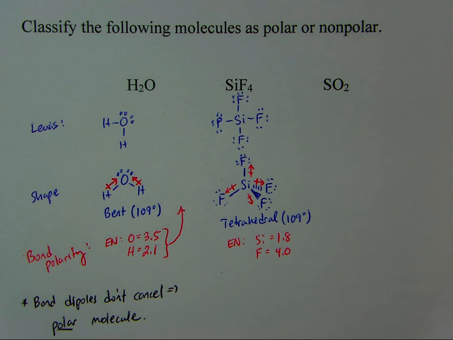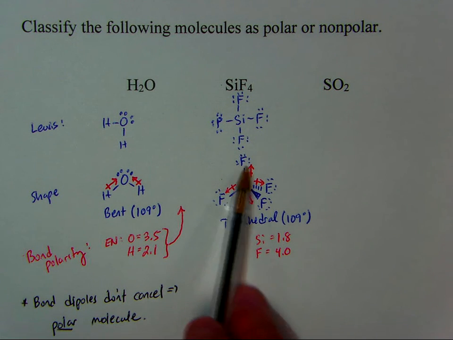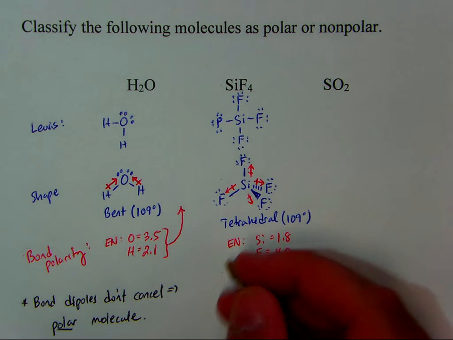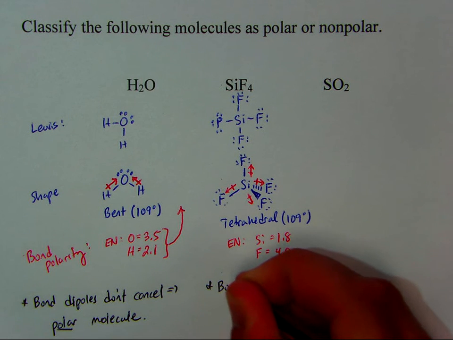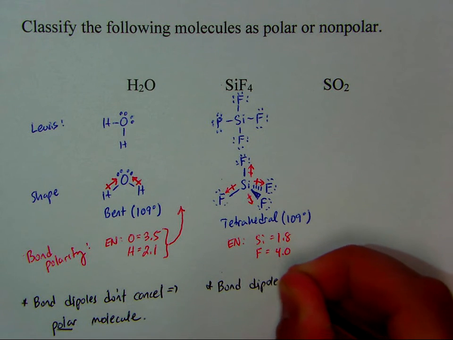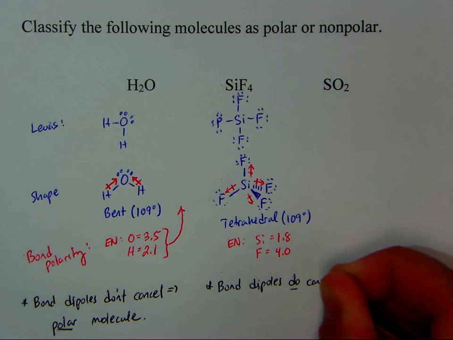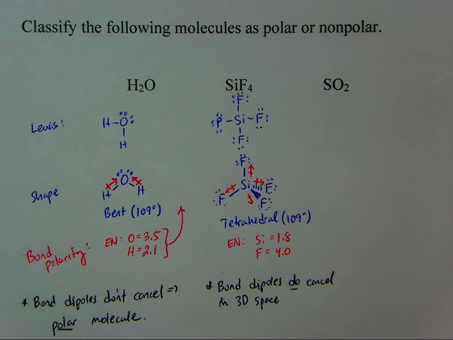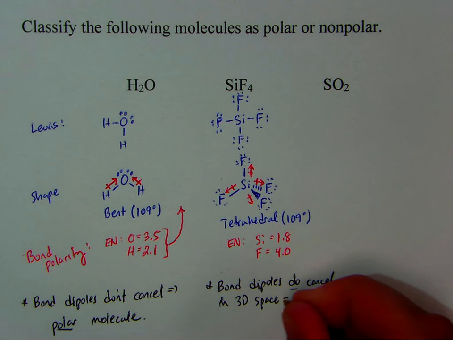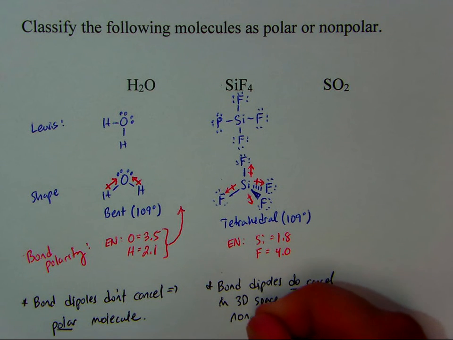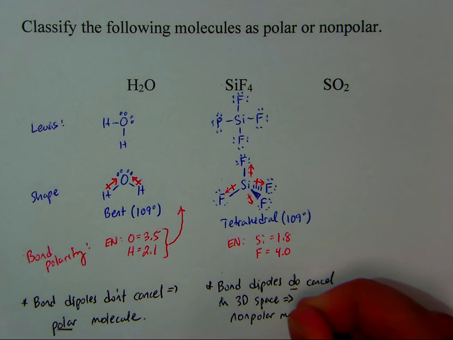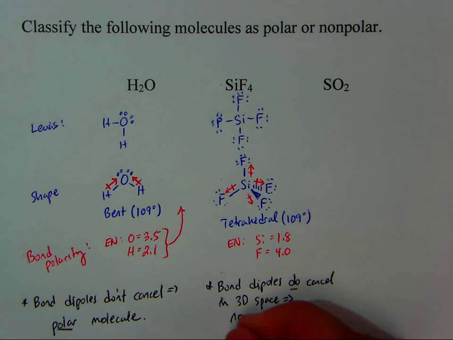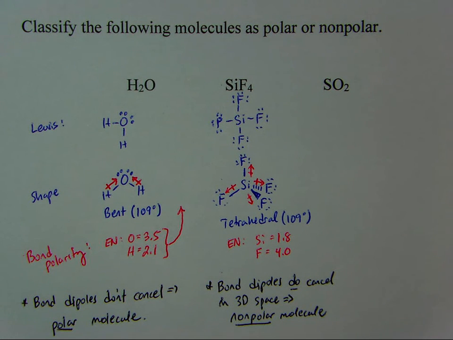You can convince yourself of this by building a model or going online and looking at a simulation, or you can just remember a tetrahedral means they're all pointing into separate directions, and so they're going to cancel if they're all the same like this. Okay, so for this case, bond dipoles do cancel in 3D space. Okay, that means that there is a nonpolar molecule, since there is no overall polarity because they all cancel.